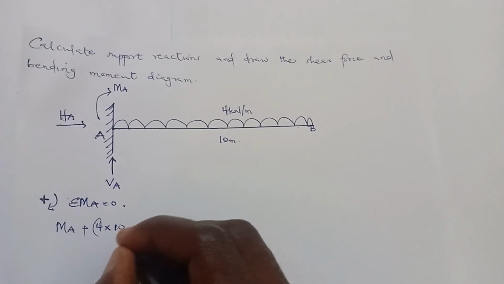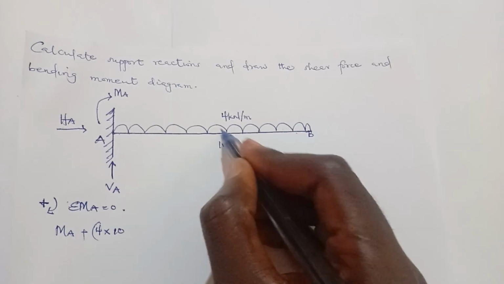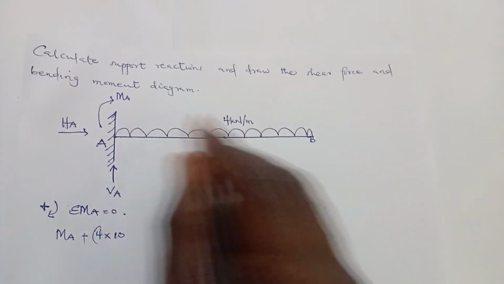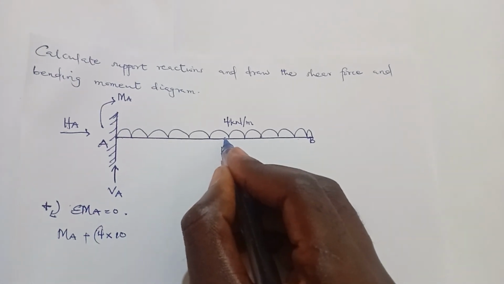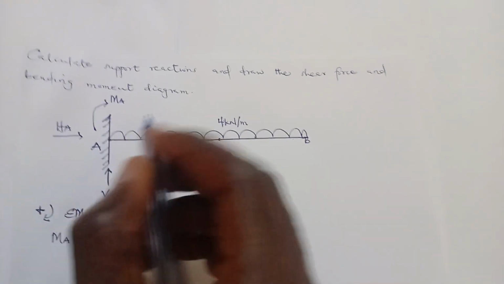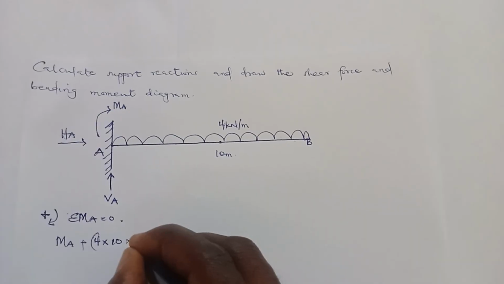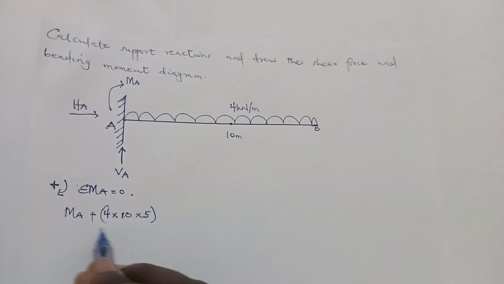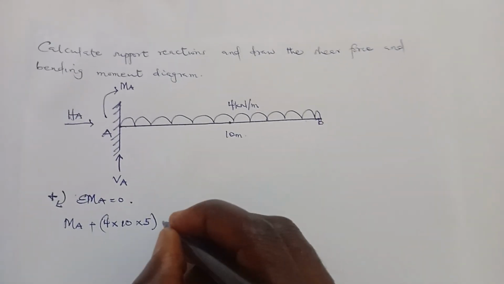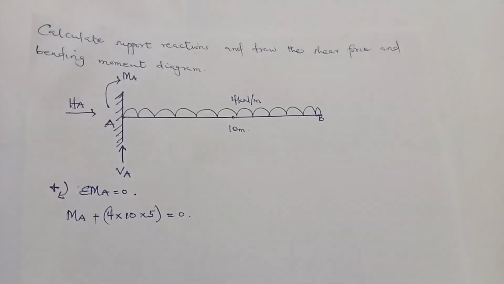The force per unit length times the distance is going to give us the force. So 4 times 10 will give us the force, but we want the moment. The whole force is acting at the middle, so the centroid of the UDL is at the middle, and we'll take the perpendicular distance from the middle of the UDL to where the fixed support is, and that's 5. So times 5. So this is the moment of the UDL. Everything here is equal to 0. So these are the only forces which will cause moments.